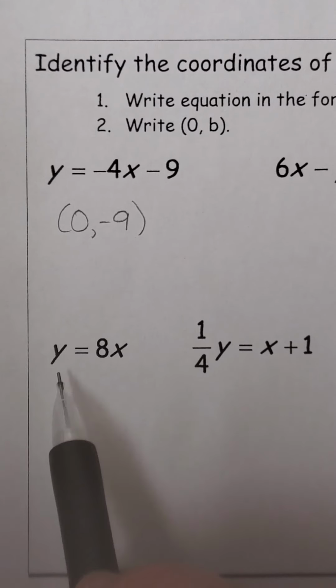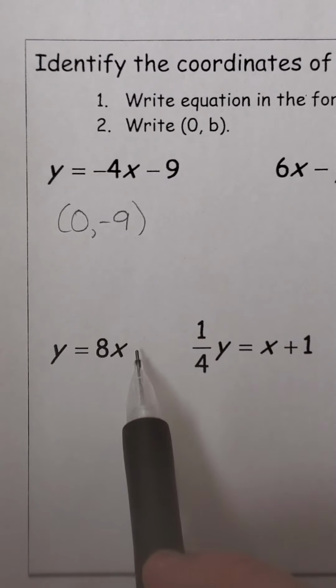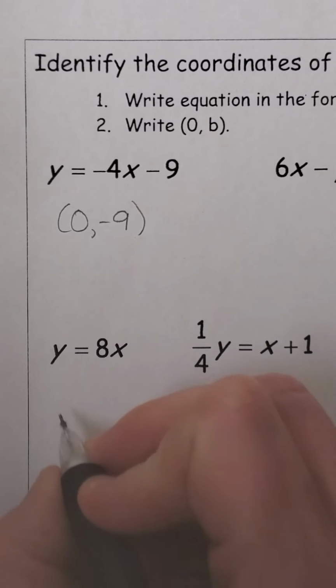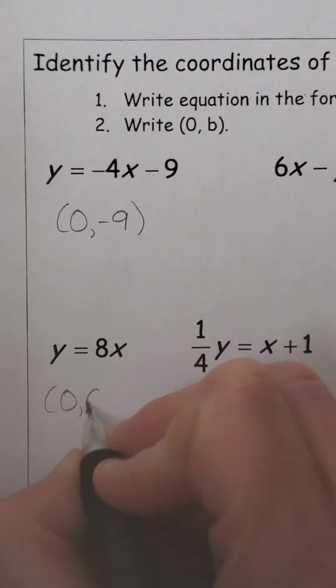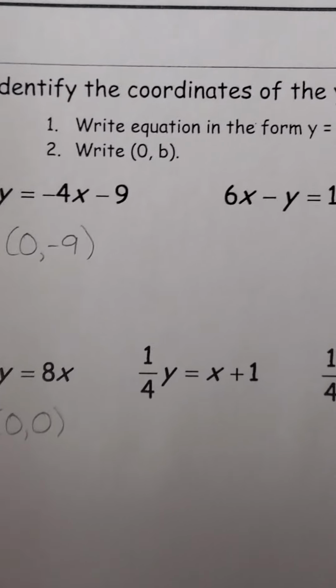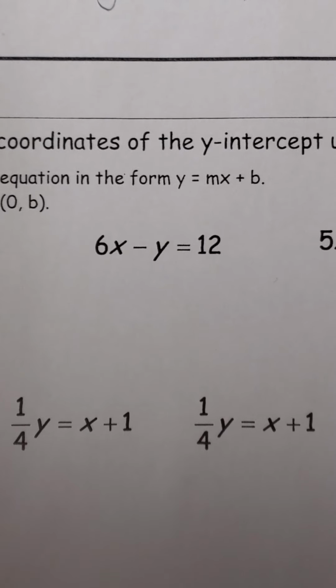So this one is already in y equals mx plus b. What's our constant here? If there's nothing there, it's understood to be a 0, which means that this line will pass through the origin. Okay, I'm just going to move over here now.